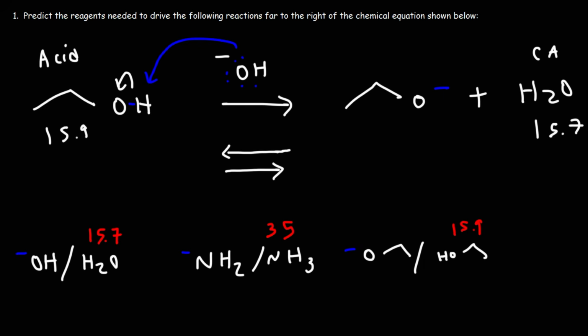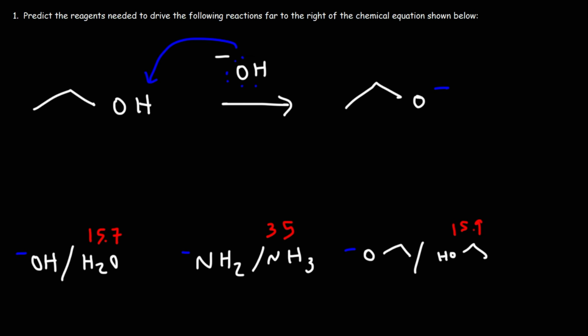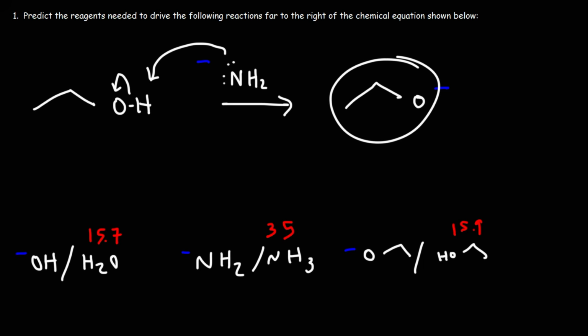We want to choose a base whose conjugate acid has a pKa value that is at least 2 units greater than the pKa of the acid that we want to deprotonate. So in this case, the amide ion will be a good choice. So let's put NH2- here. NH2- is strong enough to remove the hydrogen from the alcohol, giving us ethoxide plus the conjugate acid NH3.